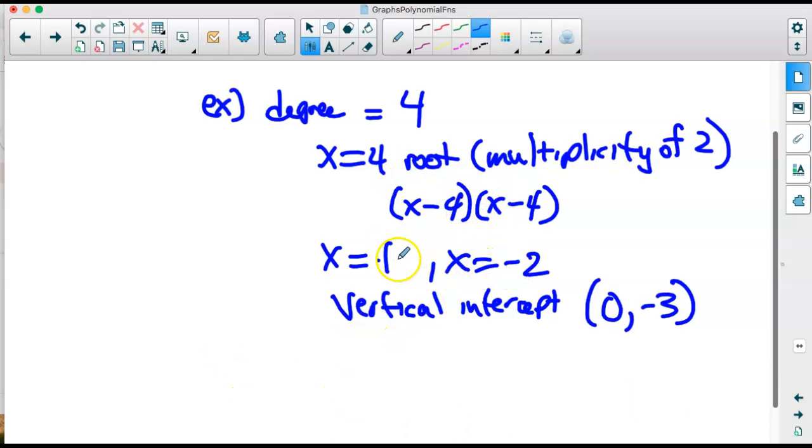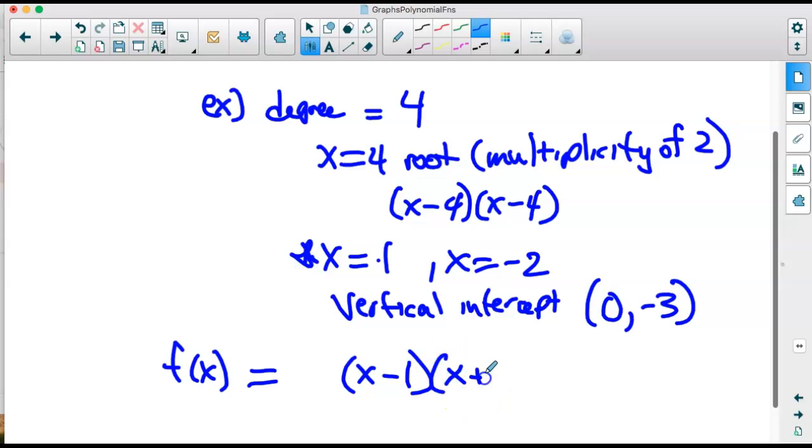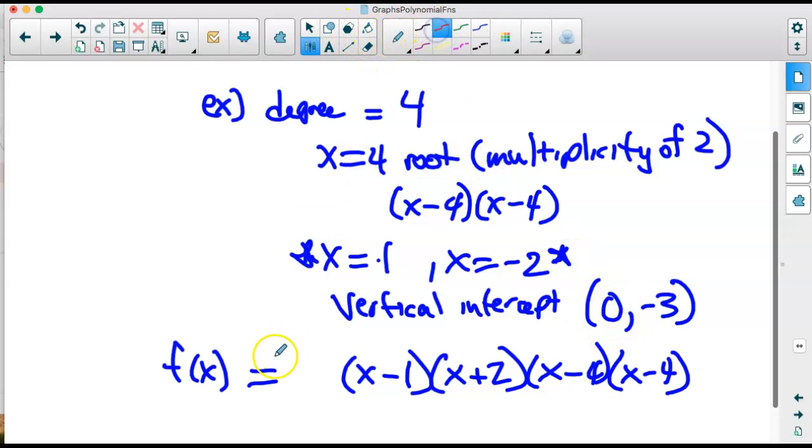Okay, so what we have here is when we have a degree and we know the roots, we know 4 roots here, 1, 2, 3, 4. We know that it looks like this: x minus 1 for this root, x plus 2 for this root, and then the 2 x minus 4s for the root 4 with multiplicity 2. Now, this function can be anything because we don't know how it's stretched. We don't know this a value.